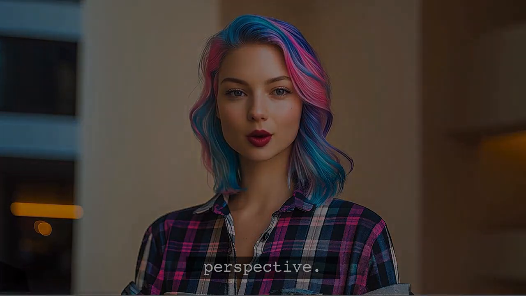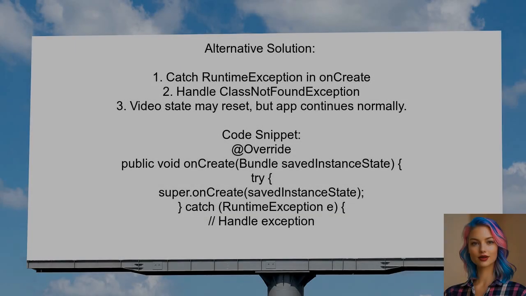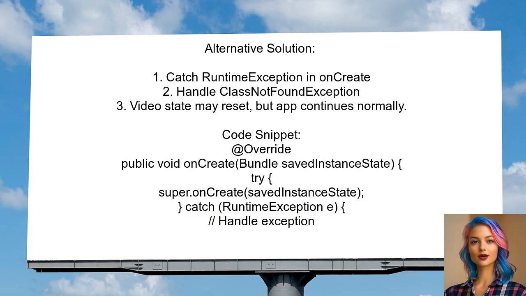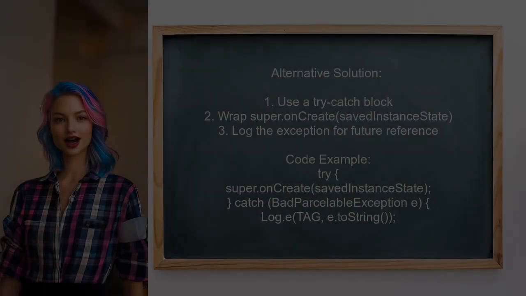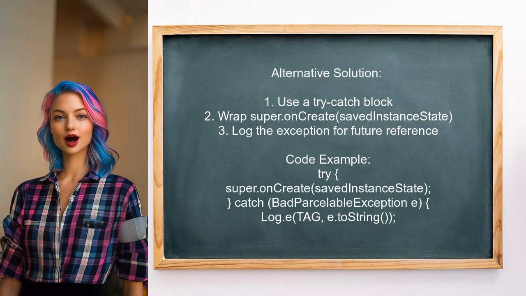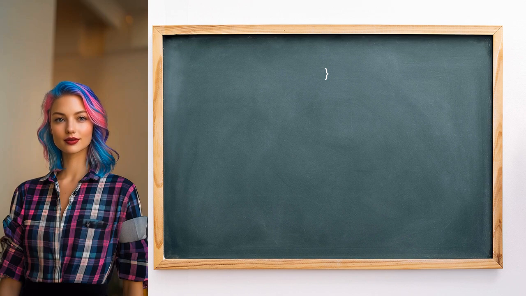Let's see another perspective. One user found a workaround for the BadParcelableException. They suggest catching the runtime exception in the onCreate method of your activity. This allows your app to handle the ClassNotFoundException gracefully. Let's take a look at an answer from another user. One user found a workaround for the BadParcelableException by using a try-catch block. They suggest wrapping the super.onCreate method in a try-catch to handle the exception gracefully.